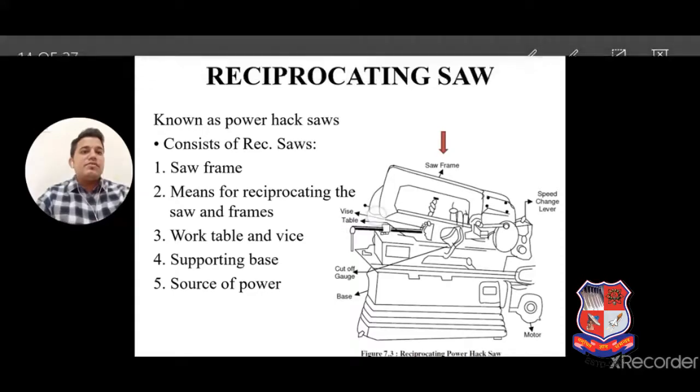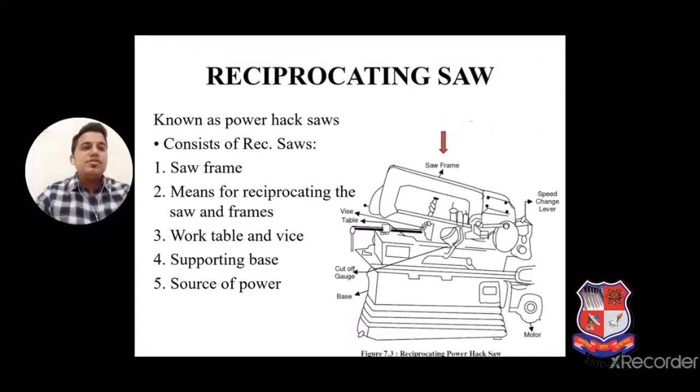You can observe here, the first one is the saw frame, which mounts our sawing blade. The second one consists of the means for reciprocating the saw frame. Here the reciprocating arm is rotated by a motor. Then there is the work table and the vise, which we use for holding the workpiece. Another, the fourth one, is the supporting base, which is required.